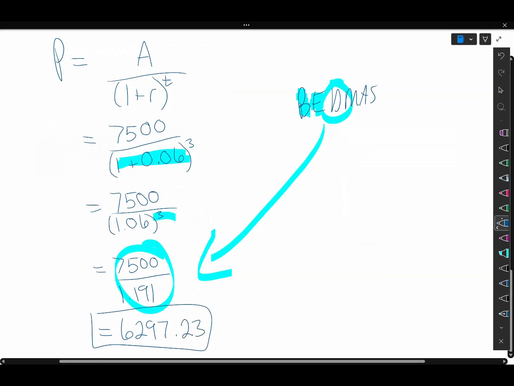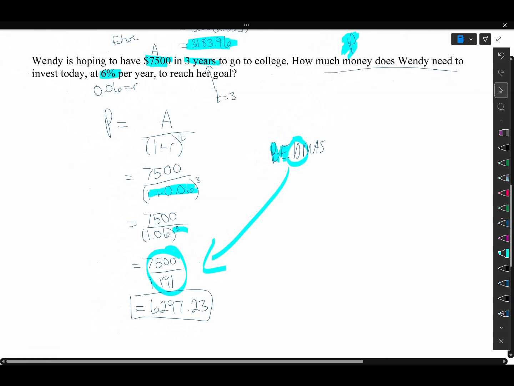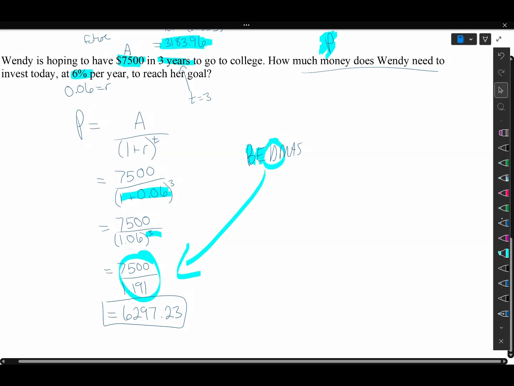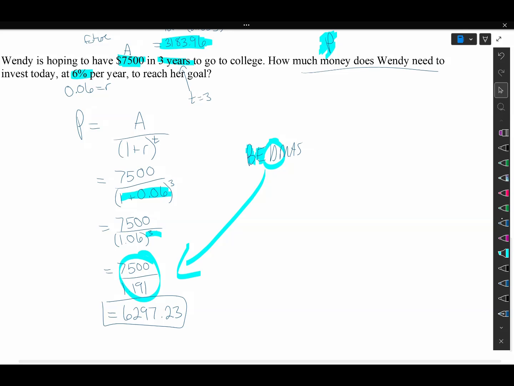Again, let's ask ourselves, does it make sense? We'll take a look at the problem that we started with. She's hoping to have $7,500 in 3 years. And we're looking to try and find how much money she needs to invest today. So we're expecting a number that's less than $7,500. It's only being invested for 3 years, so we don't think it's going to be super, super, super low. But it is going to be less than $7,500. Is that what we have? Yes, absolutely. Nice job, us.